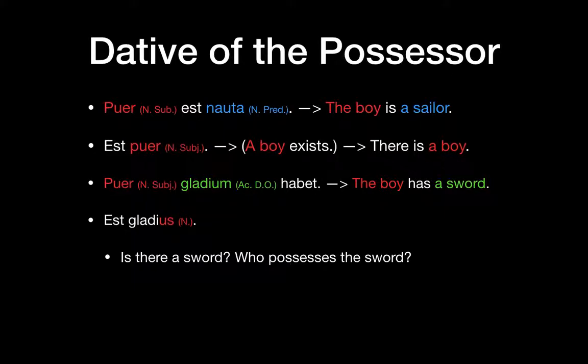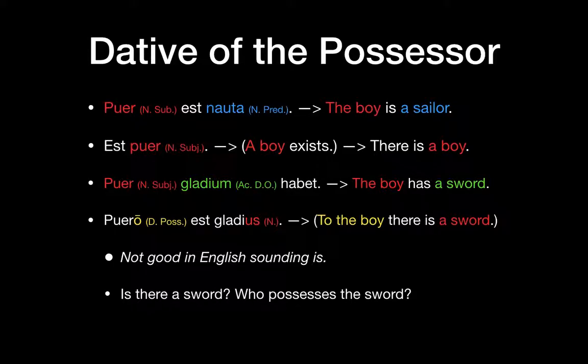Who possesses the sword? Puero est gladius. What is puero? The case is dative, and the syntax is dative of the possessor. How do you normally translate a dative? To or for. So this dative of the possessor is something like, to the boy, est gladius, there is a sword. But that doesn't sound great in English, so there's a better way to translate it. The boy has a sword.